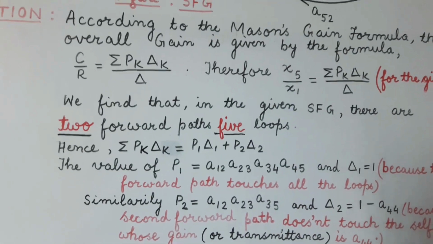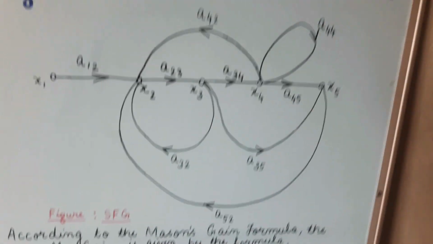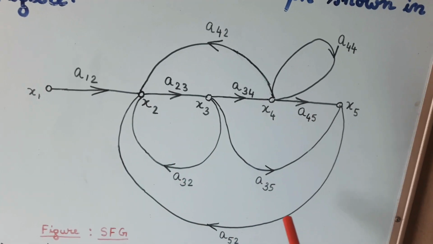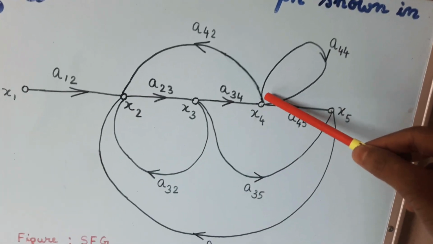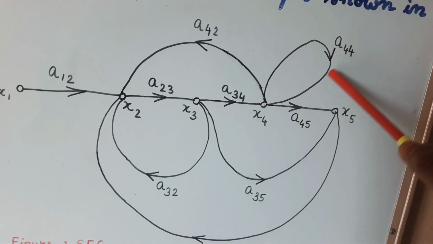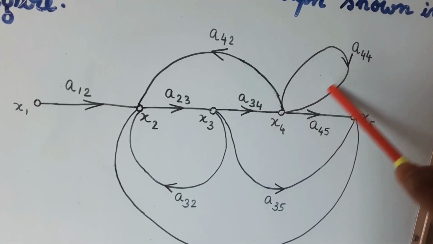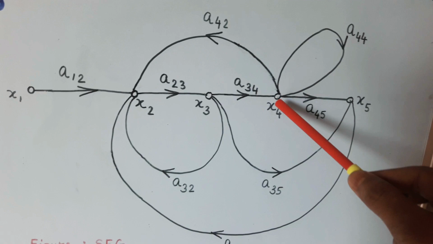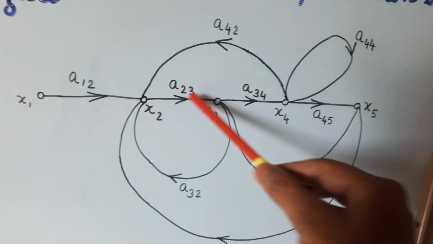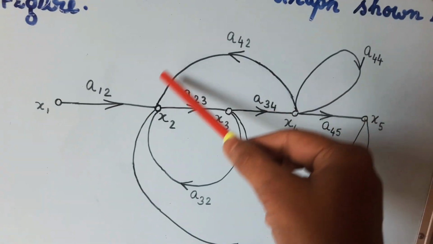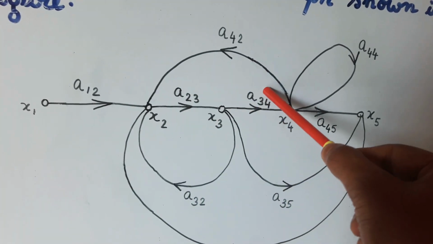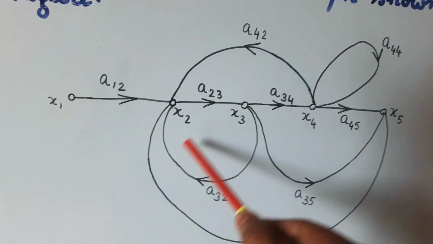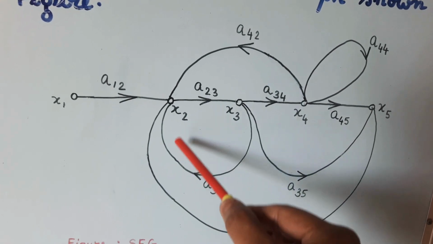Now we will find the total number of loops present in this graph. When we examine the given signal flow graph, we find that we have a loop, this one, which is the self loop. The gain of this self loop is A44. Similarly, this is again a loop. The gain of this loop will be A23 into A34 into A42. This is again a loop and the gain of this loop will be A23 into A32.